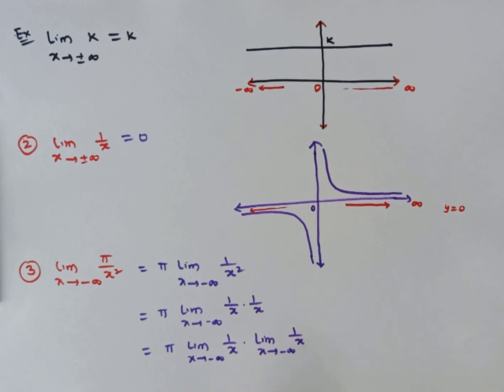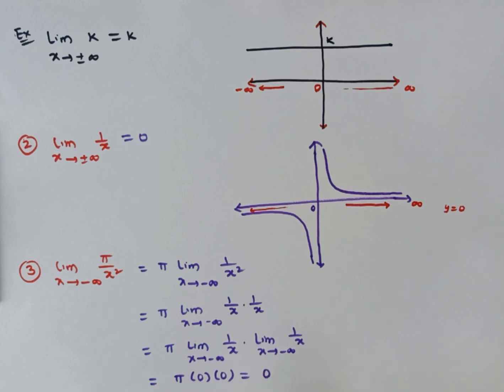See, we already know the limit of 1 by x from the graph. Pi is a constant only. The limit as x tends to minus infinity of 1 by x is already known, so it is 0. And the limit as x tends to minus infinity of 1 by x is also 0. So finally it is pi into 0 into 0. Then finally it is 0.